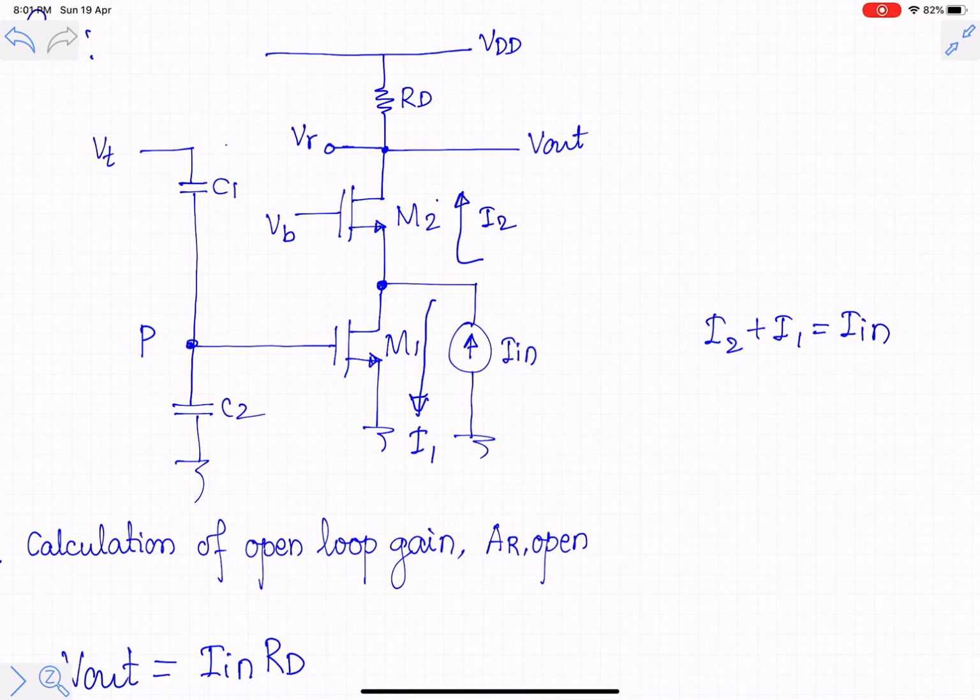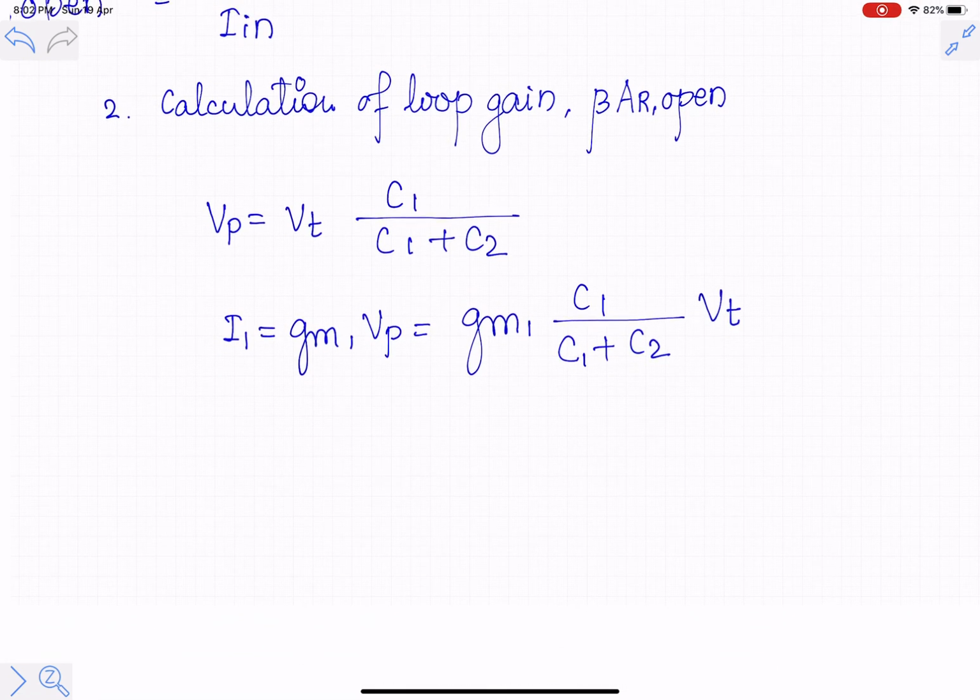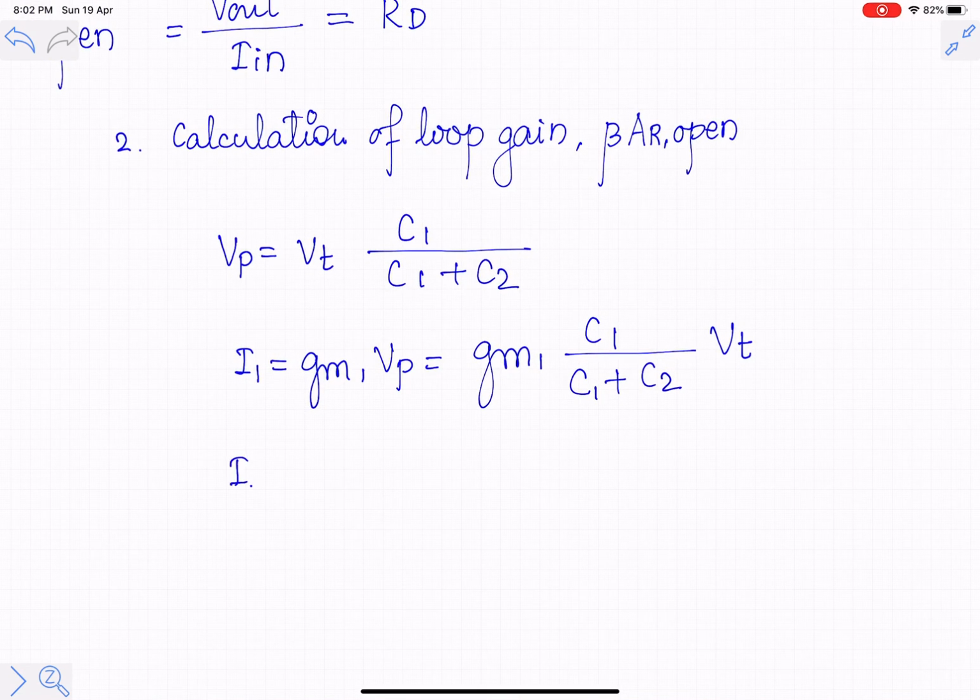One thing we forgot: when we calculate loop gain, the input signal should be made 0. So this should be open circuited, so it will not be there. So we can see that in this case I2 is equal to minus I1. So the first step in calculating the loop gain is to make the input signal 0. As it is a current, it should be open circuited. So I2 is equal to minus I1, which is equal to minus GM1 into C1 divided by C1 plus C2 into Vt.